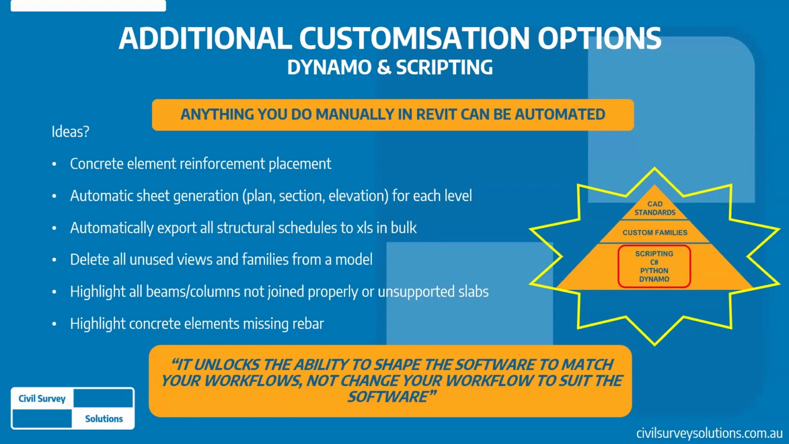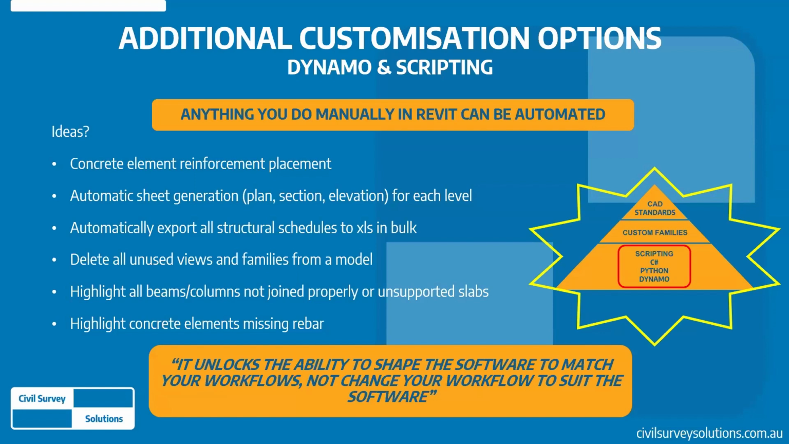Model management tasks like deleting all your unused views and families can be automated as well. That keeps your files clean, lean, and efficient, especially towards the end of a project. That can be particularly important if you're providing your model to your client and you don't want a whole lot of your internal IP, families, things like that going along with that model. Then there's a simple cleanup tool that we can create that can be run at the end to really clean that project up for you.